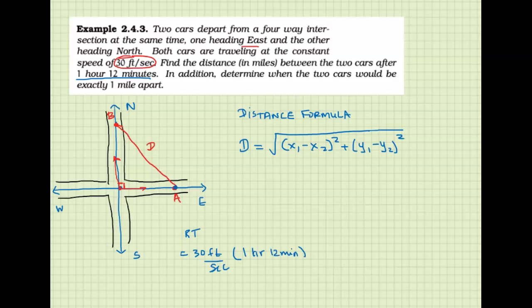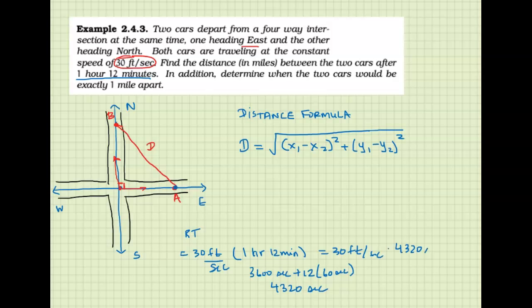Right? But this is not a good multiplication, because the rate is in feet per second and the time is in mixed units, 1 hour and 12 minutes. So we want to change this to seconds. There are 3,600 seconds in 1 hour, and then 12 times 60, since there's 60 seconds in 1 minute. So 3,600 plus 12 times 60 gives me 4,320 seconds.